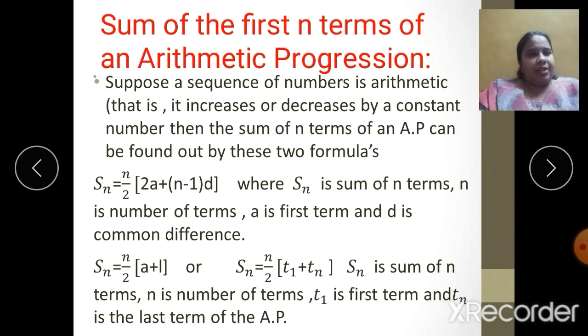Before we start with the next exercise, you need to know a new concept. Which concept? Sum of n terms of an arithmetic progression. Till now we know how to find the number of terms. Now we are going to learn the sum of n terms, that is Sn. Sn stands for sum of n terms. The formula is Sn is equal to n upon 2, 2a plus n minus 1 into d.